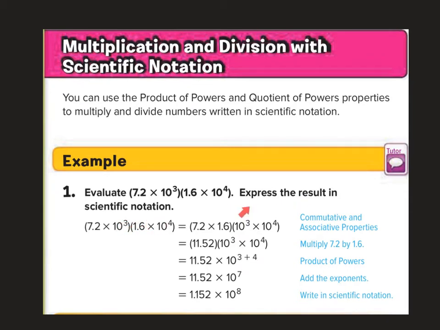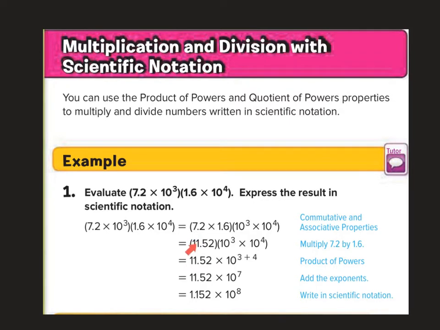So the first thing we do is apply the commutative and associative properties, and that means simply we can multiply in any order. What I'm going to do is take the bases 7.2 and 1.6 and put those in parentheses with a multiplication sign between them. Then I will take the powers of 10 to the third and 10 to the fourth, and put those in parentheses with a multiplication sign between them. So I'll be multiplying 7.2 times 1.6 and 10 to the third times 10 to the fourth.